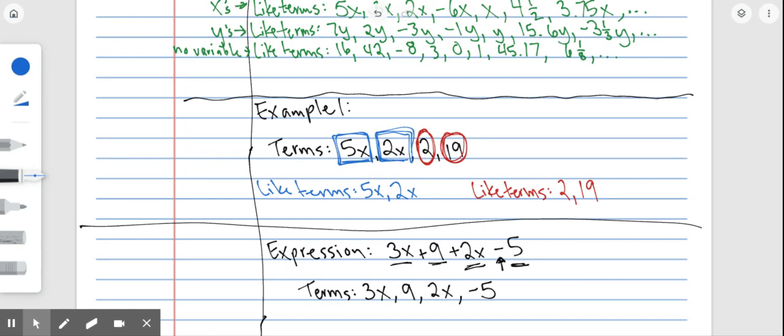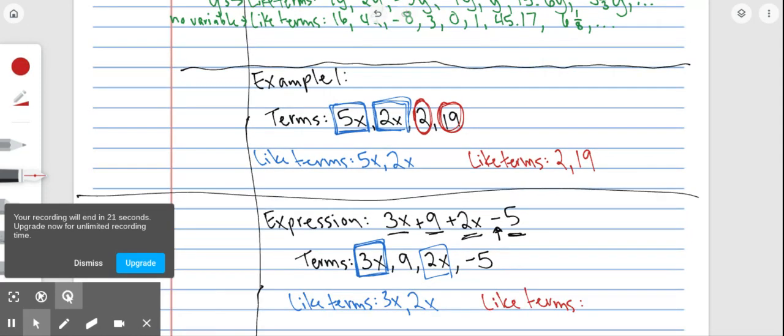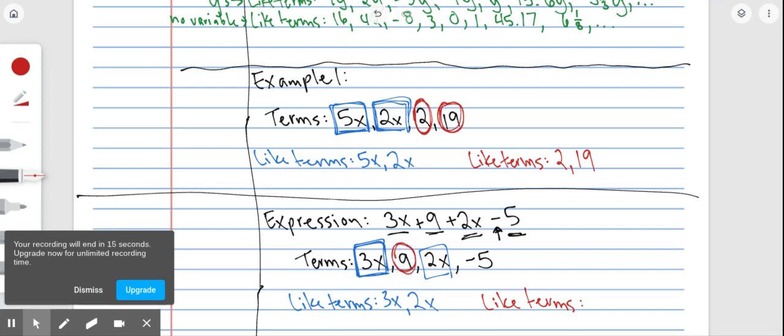All right, so now we're going to find like terms again. We'll start with the first term in this list, 3x. It has an x component. Are there any other terms in here that also have an x component? Yeah, 2x does. So like terms are 3x and 2x. Now I'm going to do 9. I'm circling 9. Are there any other terms that don't have a variable? Heck yeah, negative 5 doesn't have a variable. So these are like terms, 9 and negative 5. In the next video we're going to talk about what to do with this information.